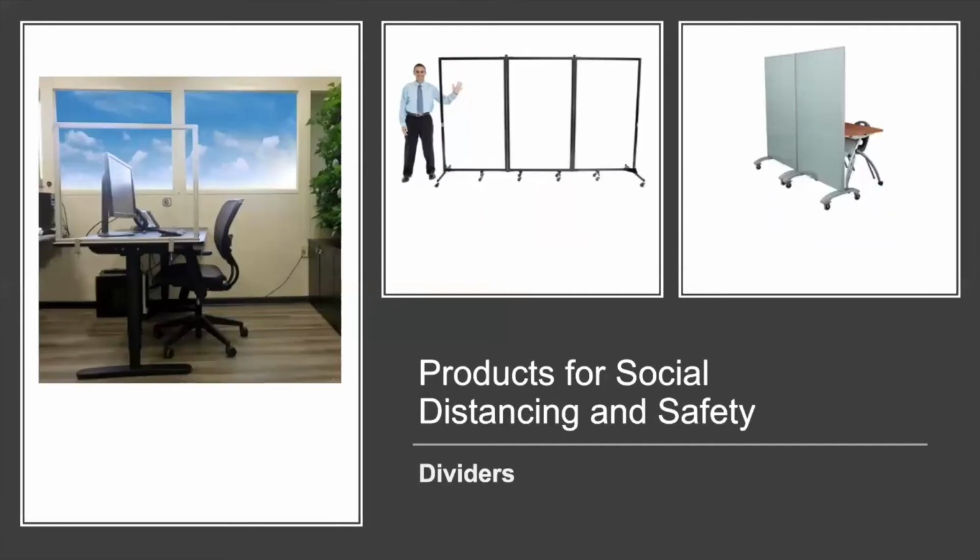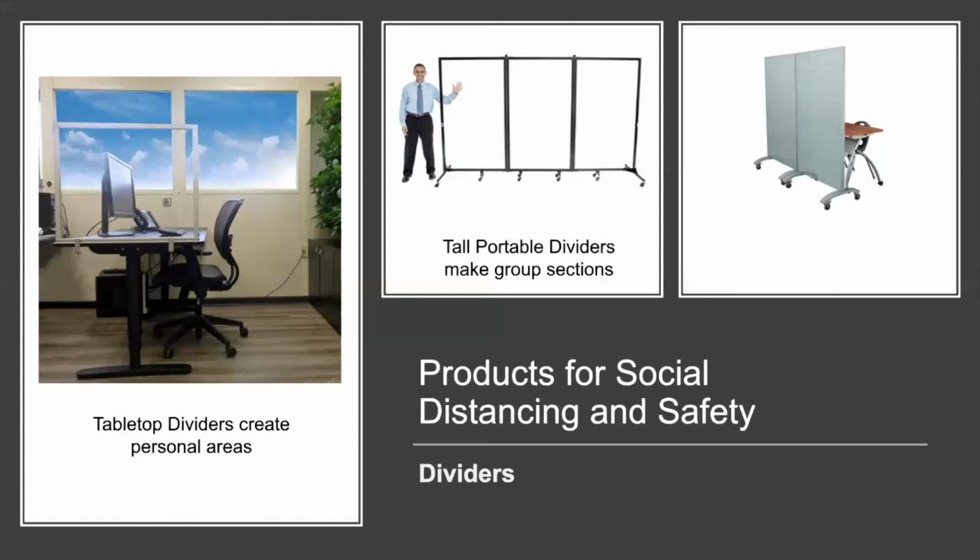Dividers create protective barriers between sections. Tabletop dividers disrupt the spread of respiratory particles. Clear dividers allow students to interact across the buffer. Tall portable partitions create sections between groups. Clear dividers are great for spaces where you want to share content with the entire class and promote a shared experience. Opaque dividers are useful when you want to reduce distractions for people in different sections.